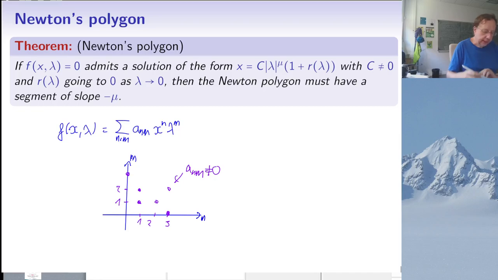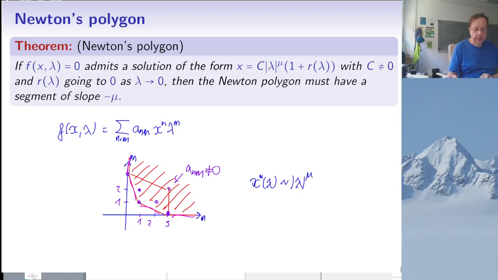And then we construct a polygon by taking first the convex envelope of these points, which would be something like that, but then we complete it by a horizontal and vertical line like this. And then the Newton polygon is the boundary of this shaded area here, so it consists of these segments here. And then we saw that we may have solutions, so equilibrium curves x star of lambda, which are proportional to lambda to some power mu. And if this is the case, minus mu should be the slope of a segment of the polygon.